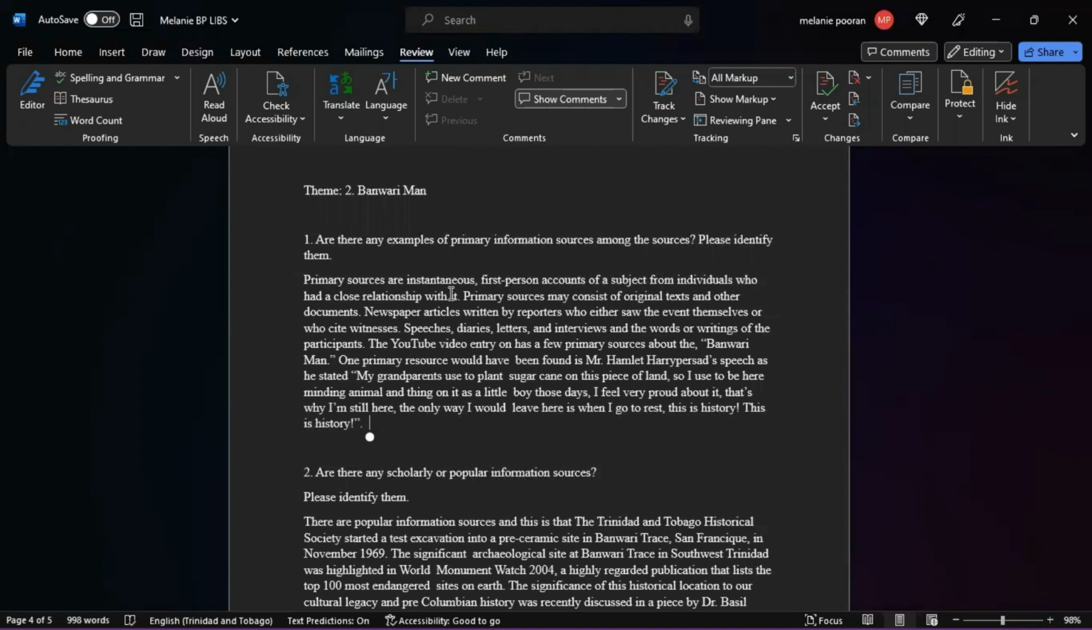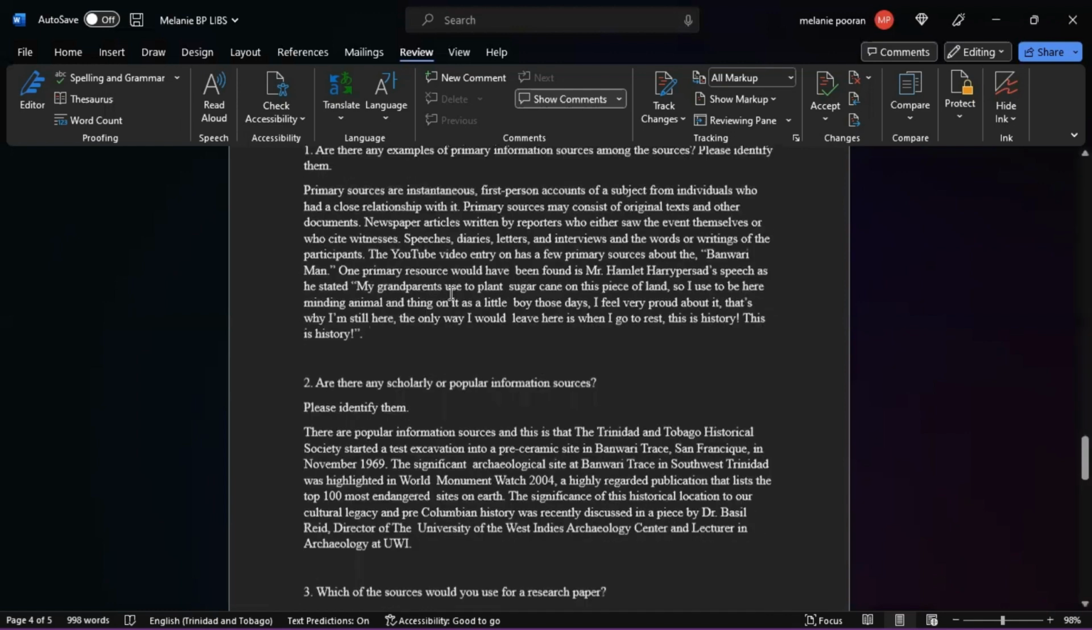The YouTube video entry on the Banwari man had a primary source, which was found in Mr. Hamlet's speech. As his speech stated, my grandparents used to plant sugarcane on this piece of land, so I used to mine it. As a little boy, I used to mind animals on it. I feel very proud about it. That's why I'm here. The only way I would leave here is when I go to rest. This is history. This is history.